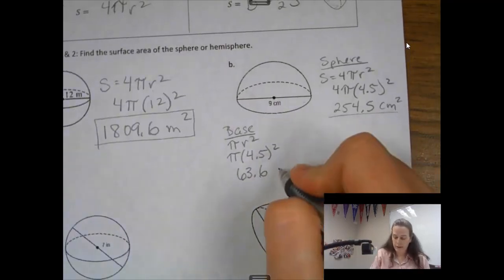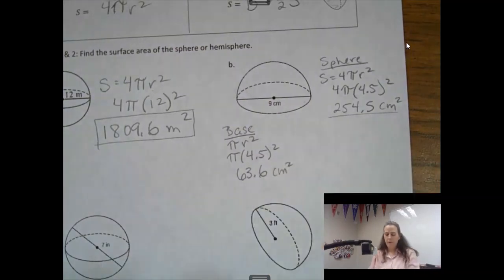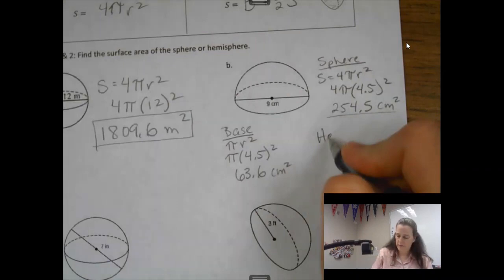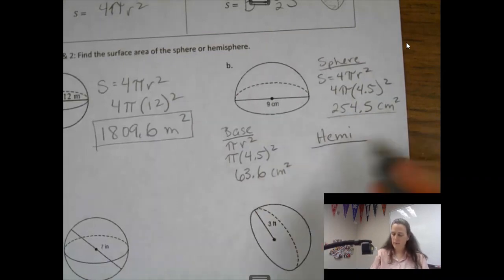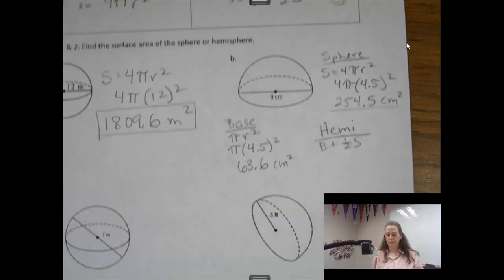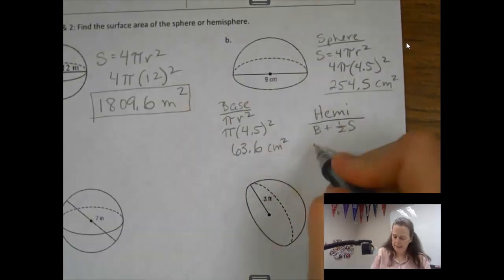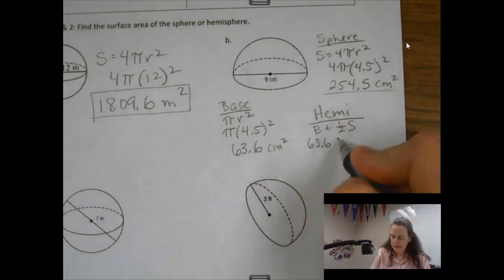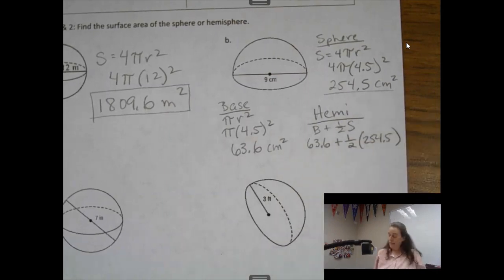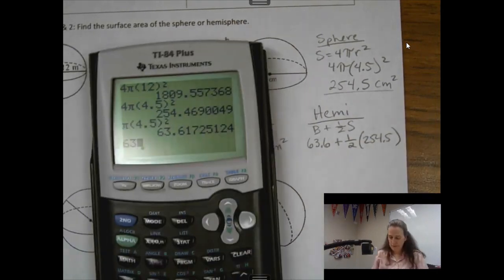Okay, centimeters squared. So we've got 2 parts here. Now let's work on the hemisphere. So we would want to do the base plus 1/2 of the surface area of the sphere. And that base is 63.6. 1/2 of 254.5. Throw it in the calculator.